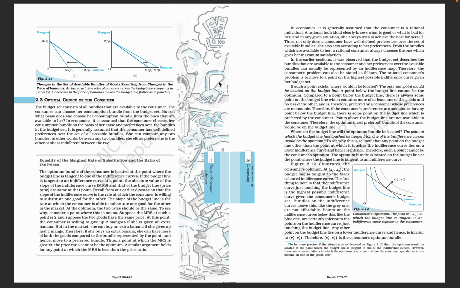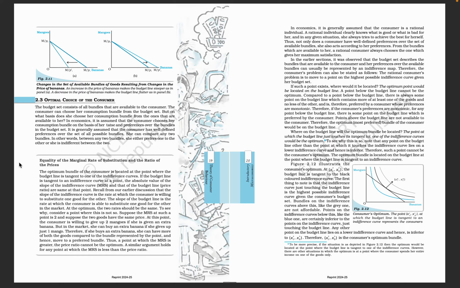In the earlier sections, it was observed that the budget set describes the bundles that are available to the consumer, and her preferences over the available bundles can usually be represented by an indifference map. Therefore, the consumer's problem can also be stated as follows. The rational consumer's problem is to move to a point on the highest possible indifference curve given her budget set. If such a point exists, where would it be located? The optimum point would be located on the budget line.